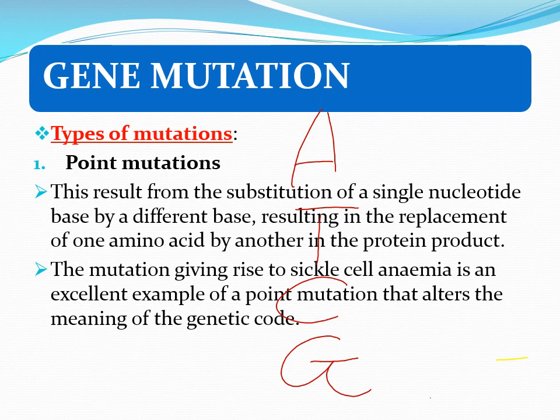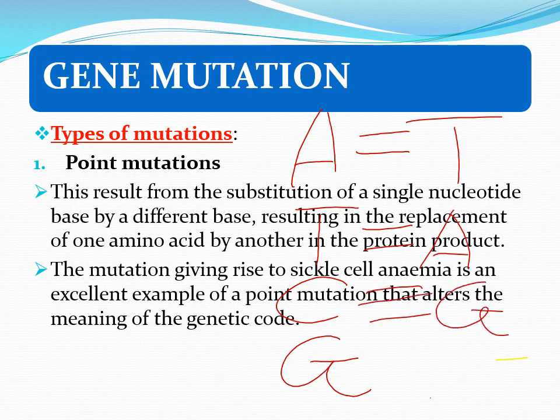In RNA, uracil replaces thymine. That is, DNA has thymine, while RNA has uracil. So this is our code. Remember, adenine pairs with, do you remember? Thymine, while thymine also pairs with adenine. Cytosine pairs with guanine. Guanine pairs with cytosine.